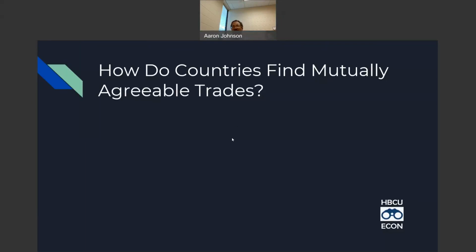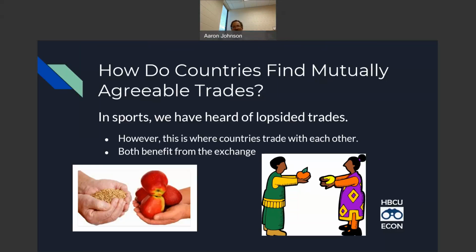How do countries find mutually agreeable trades? When you think about trades, you might be thinking about sports, where you have lopsided trades such as the Los Angeles Lakers acquiring Anthony Davis from the Pelicans for very little. But actually, we're not talking about those types of trades. In this case, we're talking about two countries trading goods or services with each other. This is an example where the exchange benefits everyone.